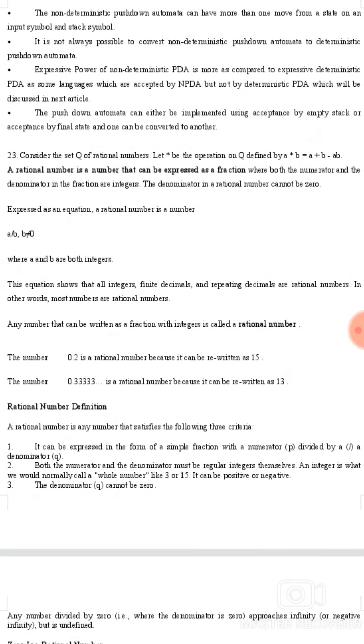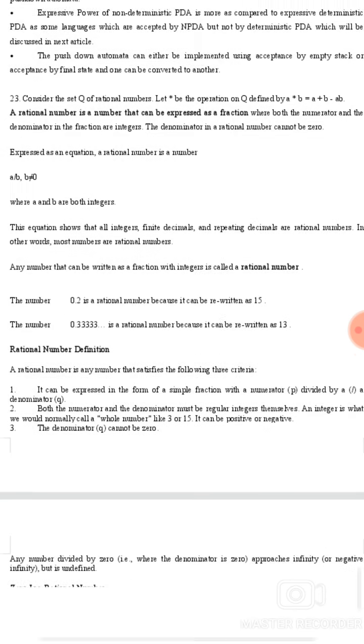23rd question, rational number. A rational number is a number that can be expressed as a fraction where both the numerator and denominator in the fraction are integers. The denominator in a rational number cannot be 0. Any number that can be written as a fraction with integers is called a rational number. The number 0.2 is a rational number because it can be rewritten as 1/5. The number 0.33333 is a rational number because it can be rewritten as 1/3.